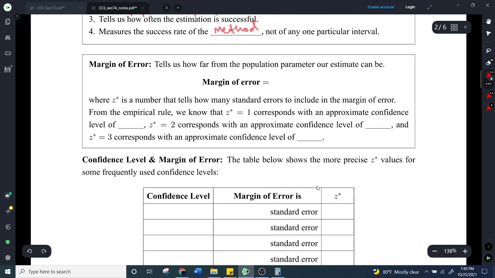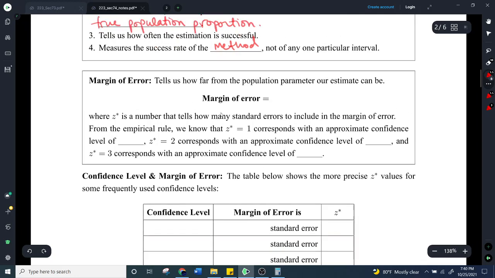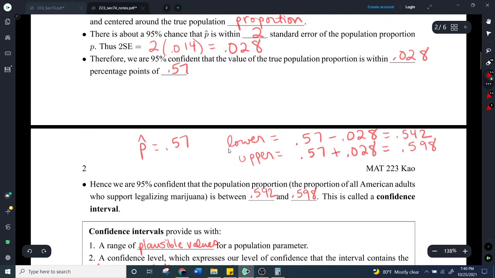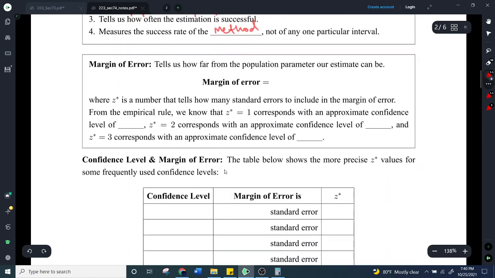Our margin of error. So let's talk a little bit more about how we actually build that confidence interval. Our confidence interval is built on the margin of error. Now, we actually calculated the margin of error up here. The margin of error was this 0.028 number, but let's talk a little bit more about what we mean by that. So the margin of error is always going to be computed using this funny looking formula, and we're going to call it Z star times the standard error.